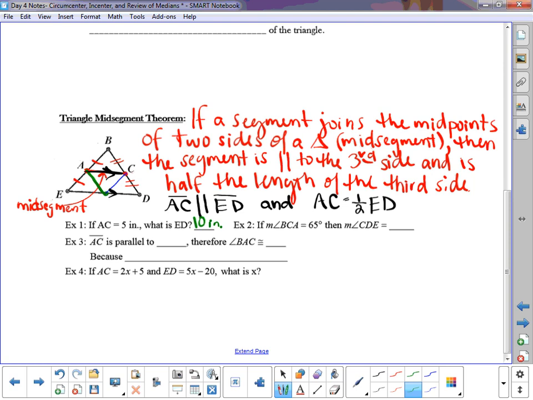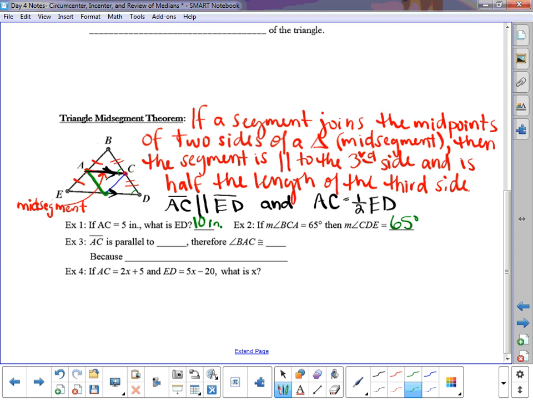Alright, and then example 2, if the measure of angle BCA is 65 degrees, then what is the measure of angle CDE? Yeah, 65 degrees. How did we know that? They're parallel lines, and thus their corresponding angles. Good. So corresponding angles postulate tells us that. Very good.